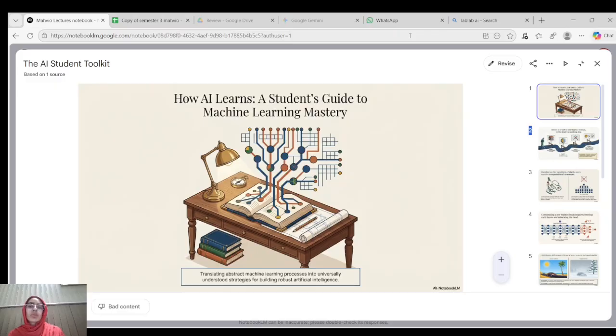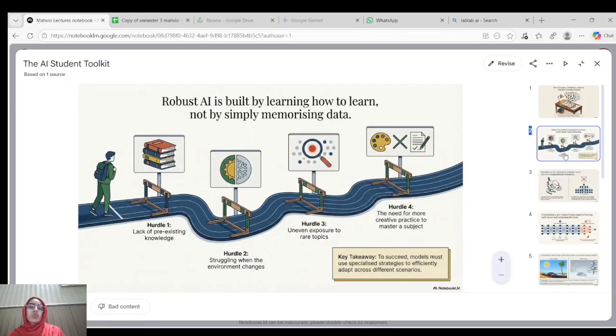Okay, we are not just memorizing code; we are building robust AI systems that do not break when the environment changes. Our goal is to translate abstract machine learning processes into practical strategies that you can use to build reliable medical tools. To build better AI, we must first understand why it usually fails.